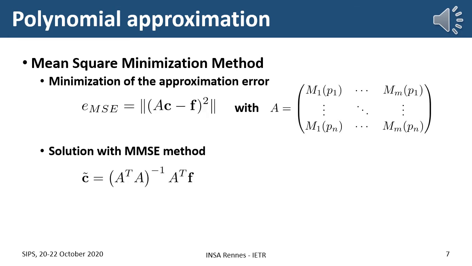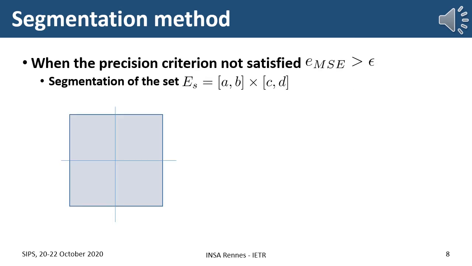The goal is to find the optimized vector c tilde which minimizes the approximation error E_MSE between the function f and the polynomial p. The minimum mean square error method is used to minimize the approximation error. The minimal mean square error of the approximation of the function f by the polynomial p is obtained for the vector c tilde with the following expression.